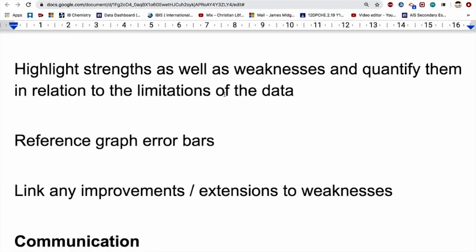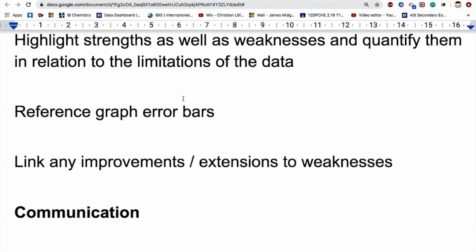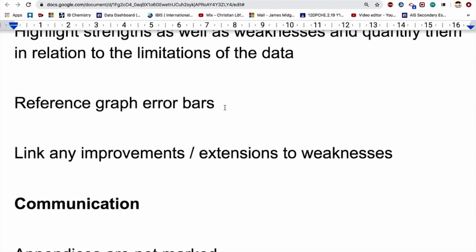Highlight strengths as well as weaknesses and quantify them in the limitations of the data. If there was a big drift between different databases, have a guess why. Why was there? You might be right, you might be wrong. The point is you had a go, and that's what the mark is for. There should still be some treatment of errors on your graph. I normally see error bars. Error bars are great. Go into Excel, right click, off you go, error bars, thank you very much, job done.